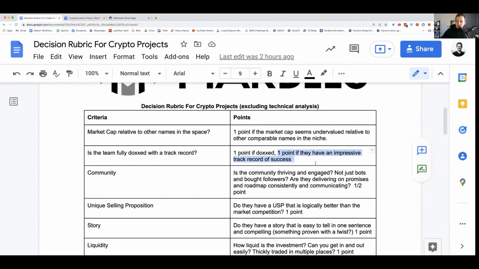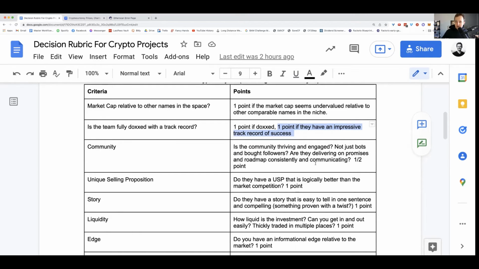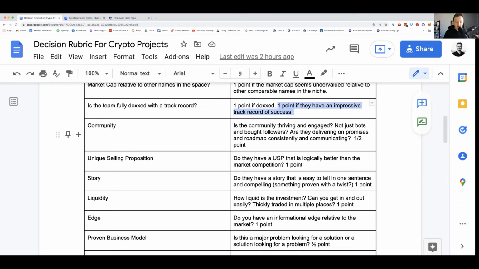So if they are docs, look at their track record, see what they've done in the past. And I would reference that back to, because everybody's CV is shiny and perfect, right? I'd reference that back to articles or anything else you could find to validate that information. Next would be community. So we're up to 3 points now.